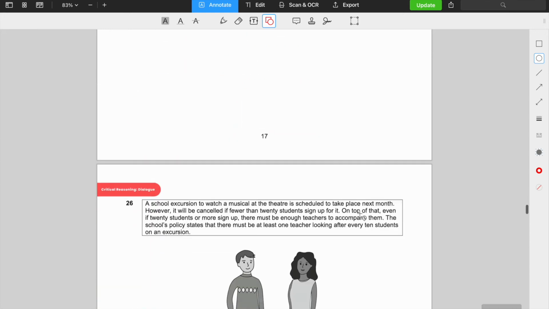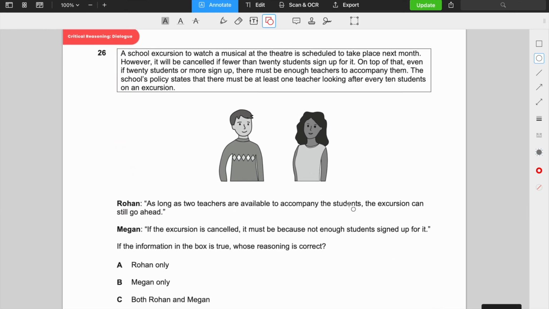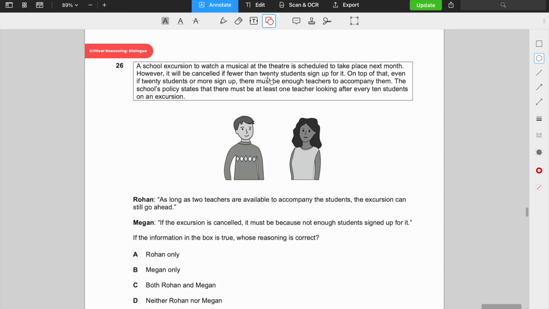Okay. All right. A school excursion to watch a musical at the theatre is scheduled to take place next month. However, it will be cancelled if fewer than 20 students sign up for it. So this is just telling us the first condition we need, at least 20 students to sign up. Okay, so necessary condition 1, minimum 20 students.